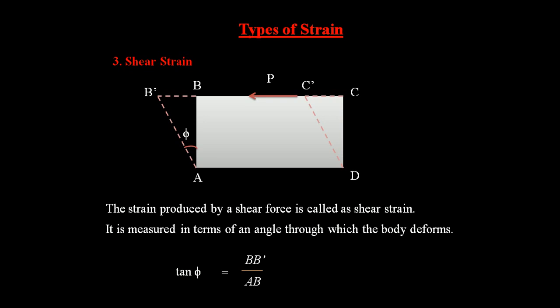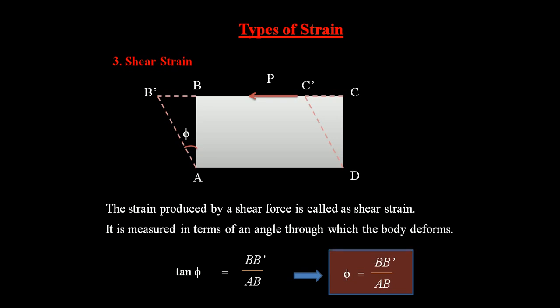Okay, so as phi is very small, the deformation will be very small. So when phi is very small, tan phi can be directly written as phi in radians. So that formula can become b dash by ab. This is the formula we can use for finding the shear strain, which is in the form of the angle here, because the deformation is taking place in angular form. So the angle we need to find to know the shear strain. So that is about shear strain.